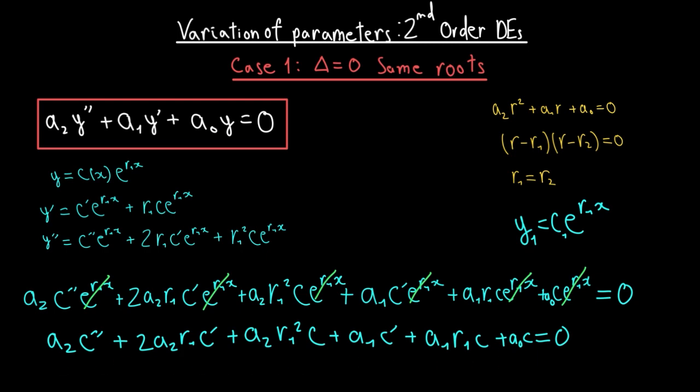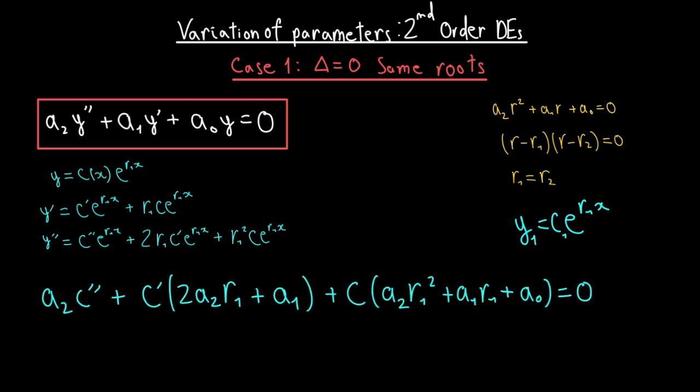And what we do is we group the c's together. So we group these three terms over here, and we also group the c prime together and the c prime prime. Doing so, we now have this really nice equation. And why is that? Well, because we know that r1 is a root to our polynomial. So this, which corresponds to the polynomial, is actually equal to 0.